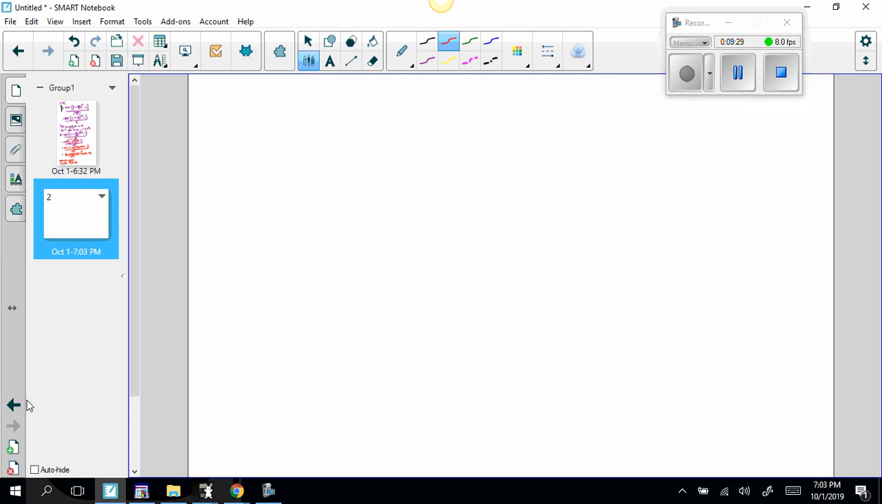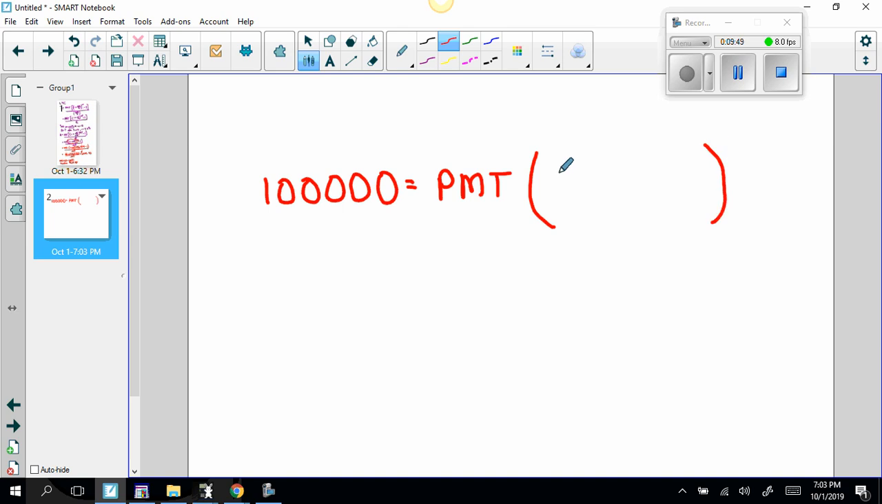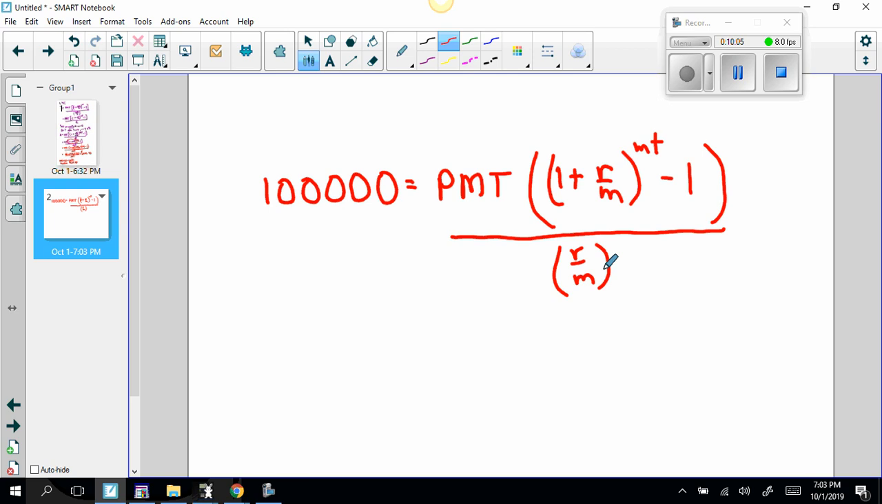Now, this is the college savings example. Your goal is to build $100,000 for a final amount. And then you got your payment, and you got this. I'm getting good at it. Just as I say that, 1 plus R over M to the MT minus 1, all over R over M. So you're going to try to solve for payment.